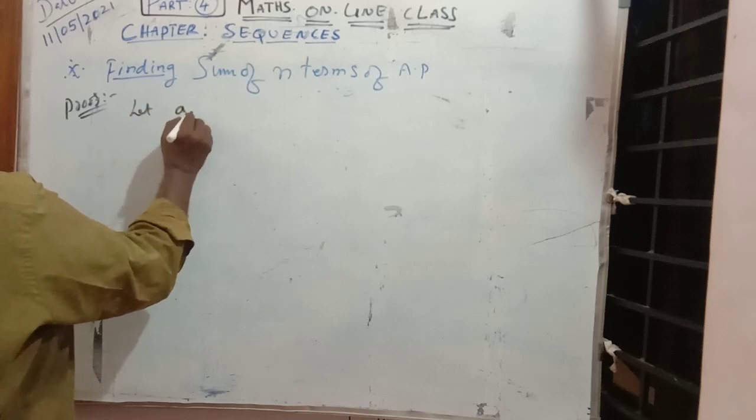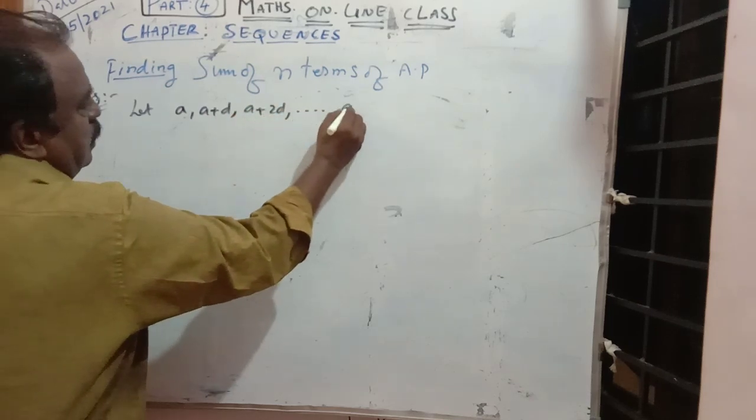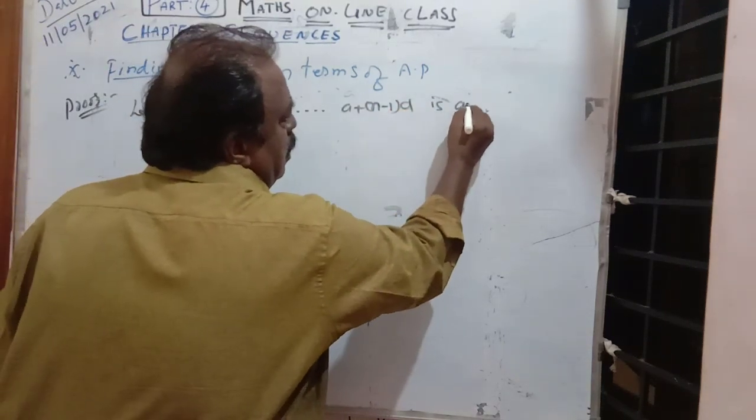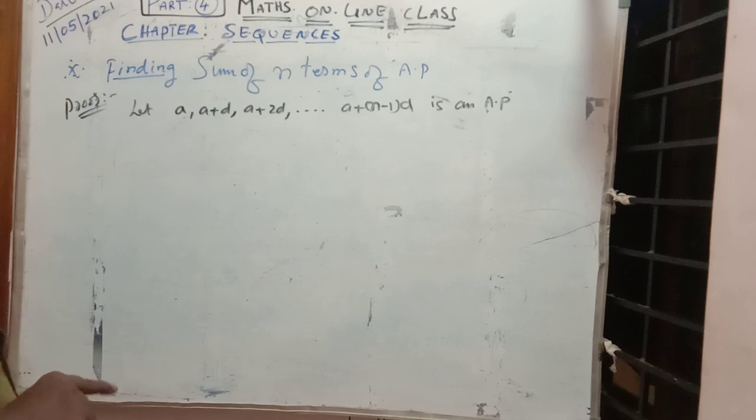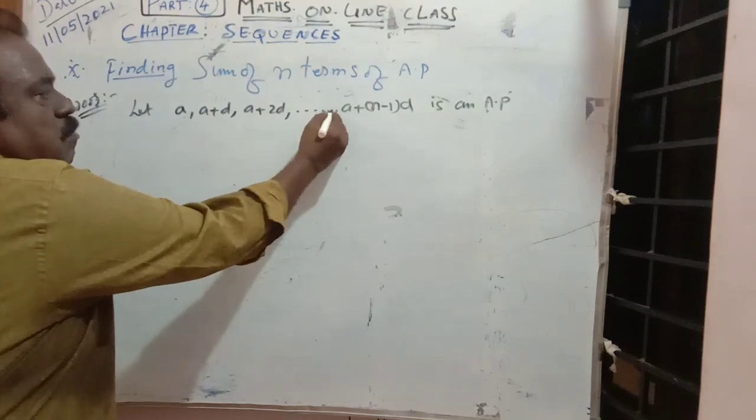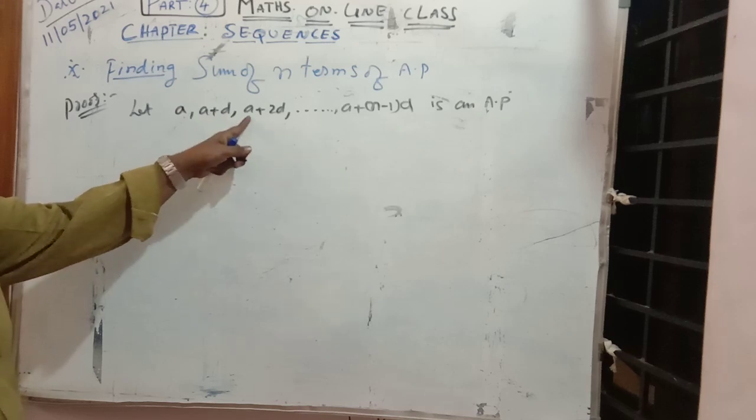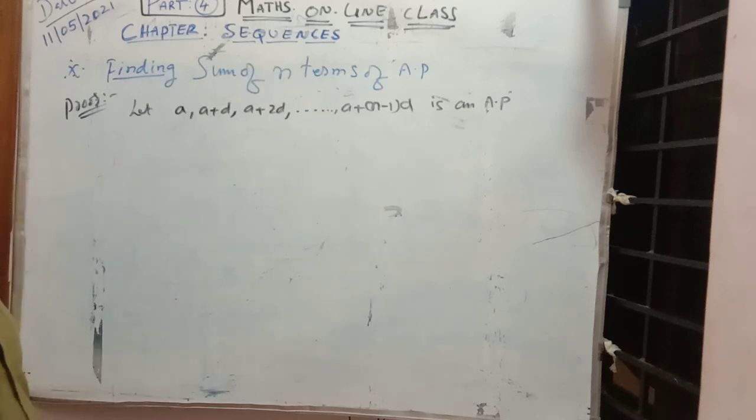Let a, a plus d, a plus 2d, dash dash, a plus n minus 1 d be an AP. We are considering the general term. With the general term I am taking a, a plus d, a plus 2d, dash dash, a plus n minus 1 d. We know it. First term, second term can be obtained by adding a constant. Third term again with d added, a plus d plus d, a plus 2d. Like that, the nth term is a plus n minus 1 into d. This is an AP, we know it.